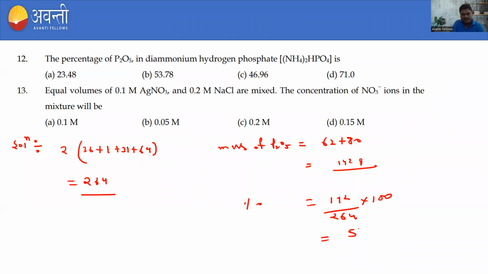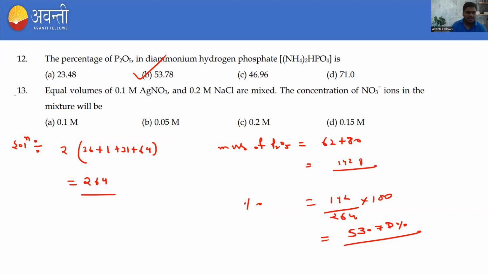So you'll get the percentage as 53.78%. So this is the value, right? This is the concentration, the percentage of P2O5. So which option is correct? Option B.